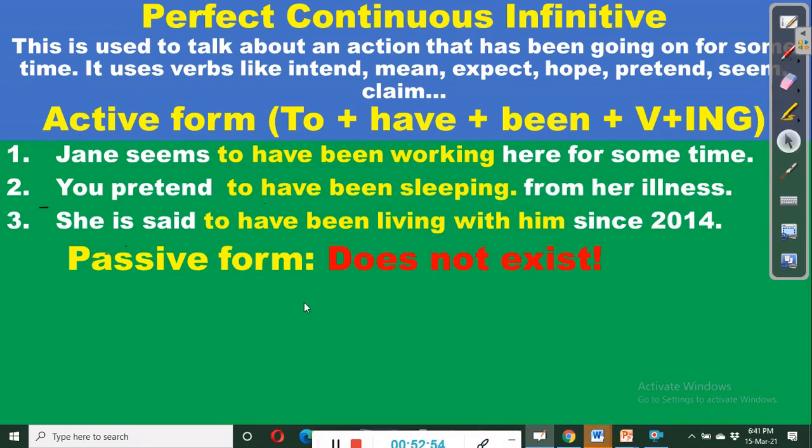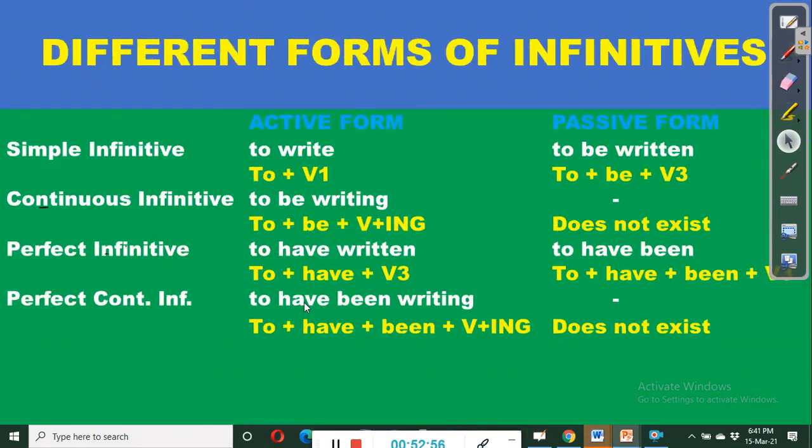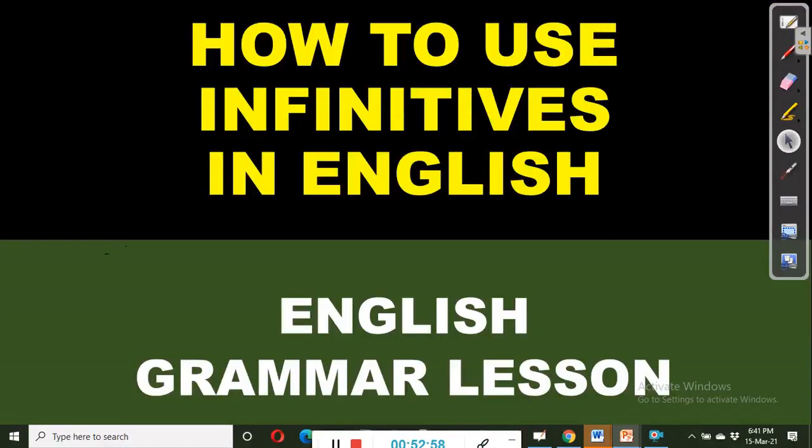And this is where we are going to draw the curtain in today's video. We have been looking at how to use infinitives in English, and we said that this topic is part of our English grammar lesson. I hope you enjoyed today's video, and I hope you learned some lessons that will help you to use infinitives correctly in English from now onwards.